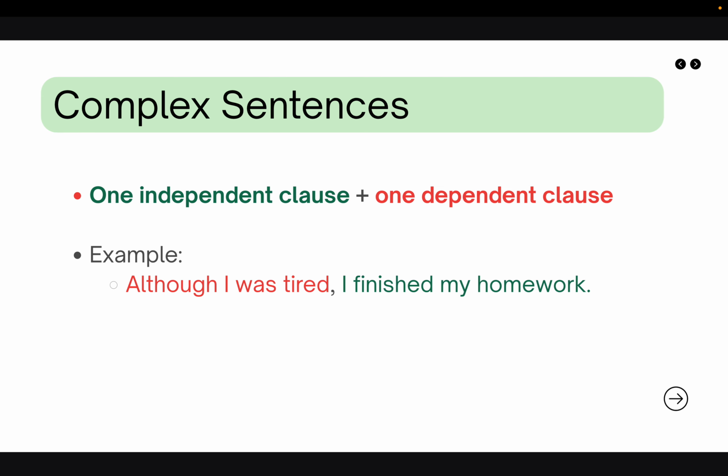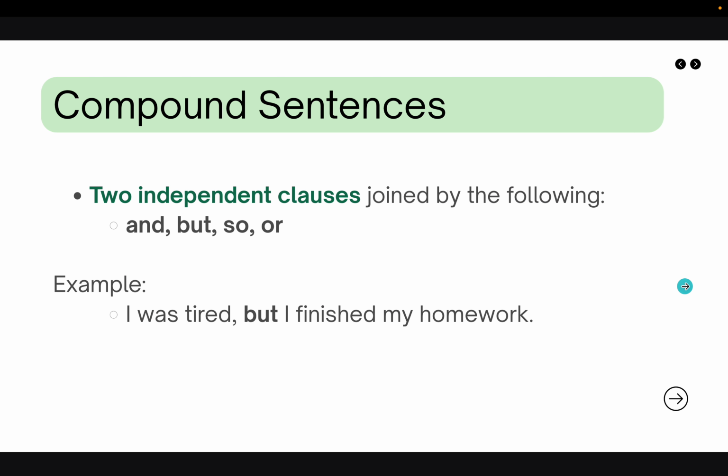So one independent clause is I finished my homework. One dependent clause is although I was tired. So complex sentence, it combines both independent and dependent clause. So although I was tired, I finished my homework. Okay, sebab kalau you cakap although I was tired ni ayat penuh, ayat dia tak penuh. Macam okay, although I was tired, okay, so so ayat dia tak penuh dan makna dia tak sampai. So to make sure that the sentence is complete, although I was tired, you have to add one independent clause. I finished my homework. So that is the difference between compound and complex.